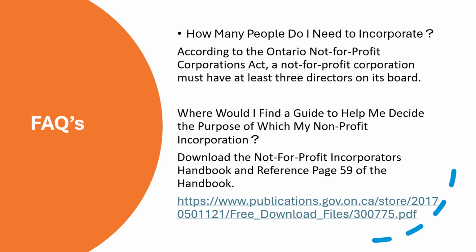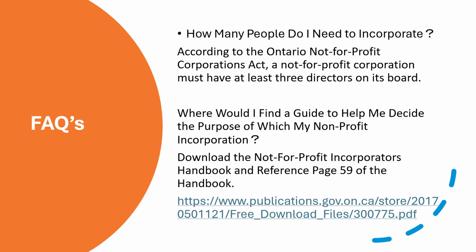So another frequently asked question: where would I find a guide to help me decide the purpose for which my nonprofit incorporation operates? Let's say, for example, you want to do community work. Well, you could go in this handbook here. You can also find it by Googling the Not for Profit Incorporators Handbook and go to page 59. It has a complete listing of the verbiage you can use when you're registering to become a nonprofit entity.